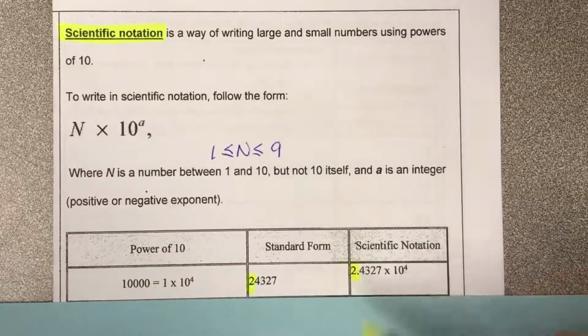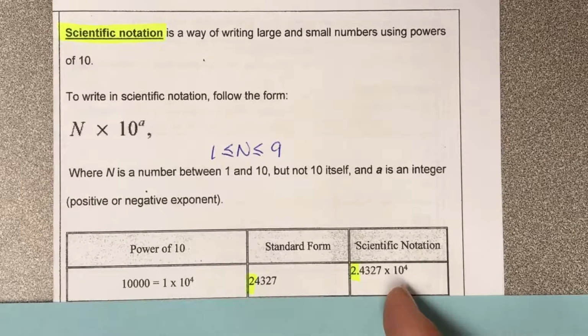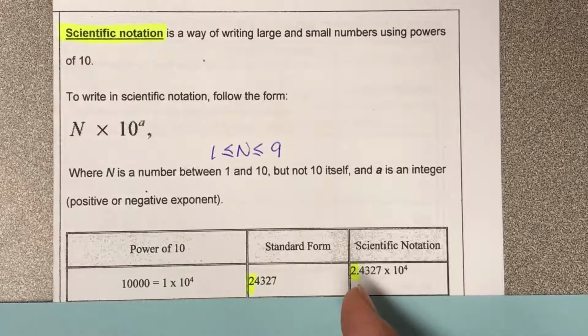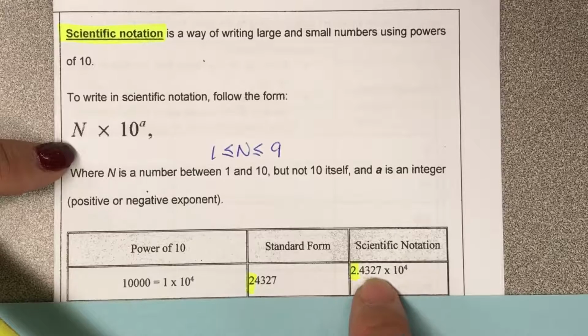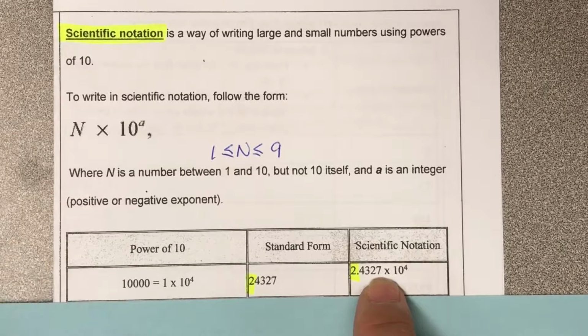So 2 times 10 to the 4th power is representing 20,000. But we have 24,327. To write in scientific notation, which has the number between 1 and 9, 2, the decimal goes after the first significant digit. After the decimal, all the remaining numbers, times 10 to the 4th power.